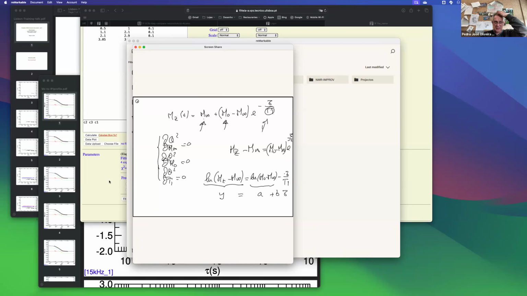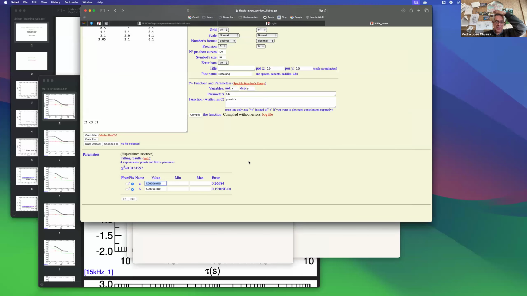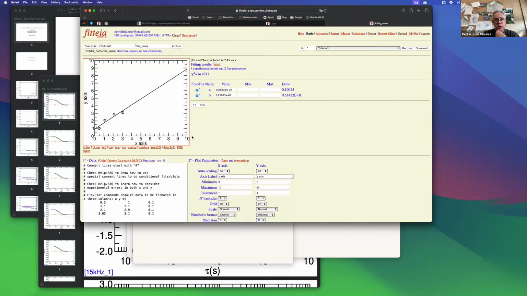Okay, so these are tricks that you can use to make your life easier when it comes to fitting your data. Anyway, so fitting the data means finding the parameters that make the line, the theoretical curve, come close to your points. So let's try. Okay, I'm fitting a and b. So if you try, you should get something like this.